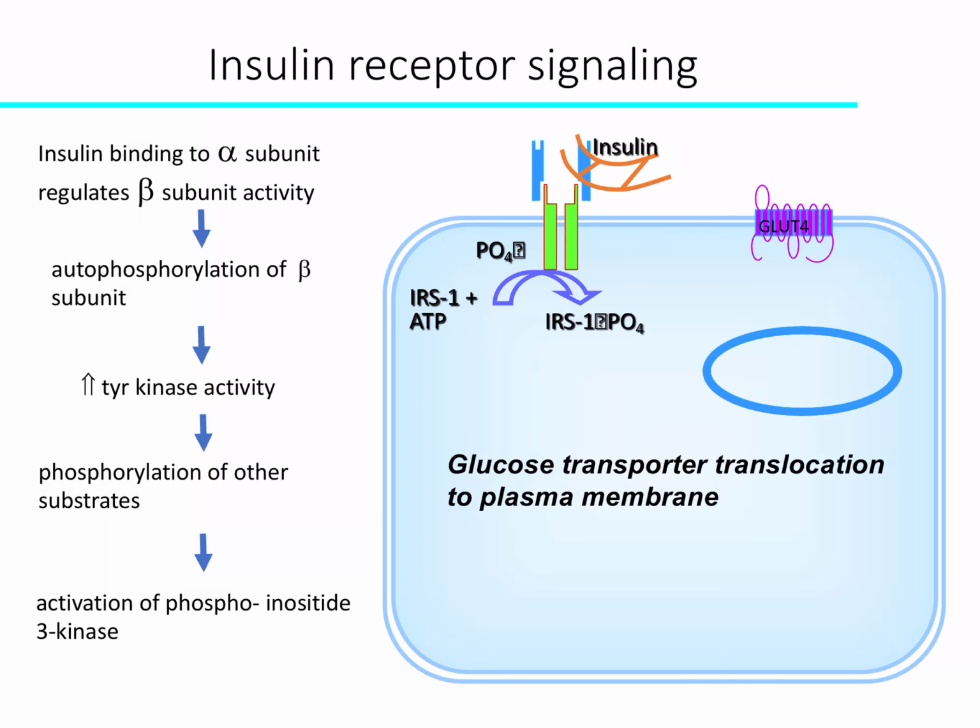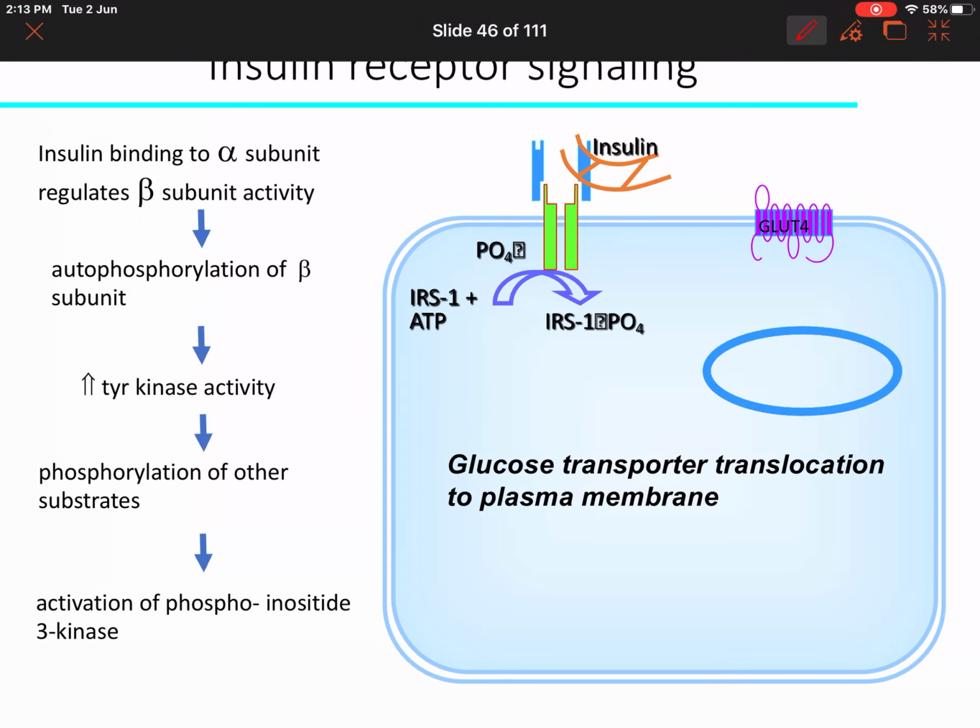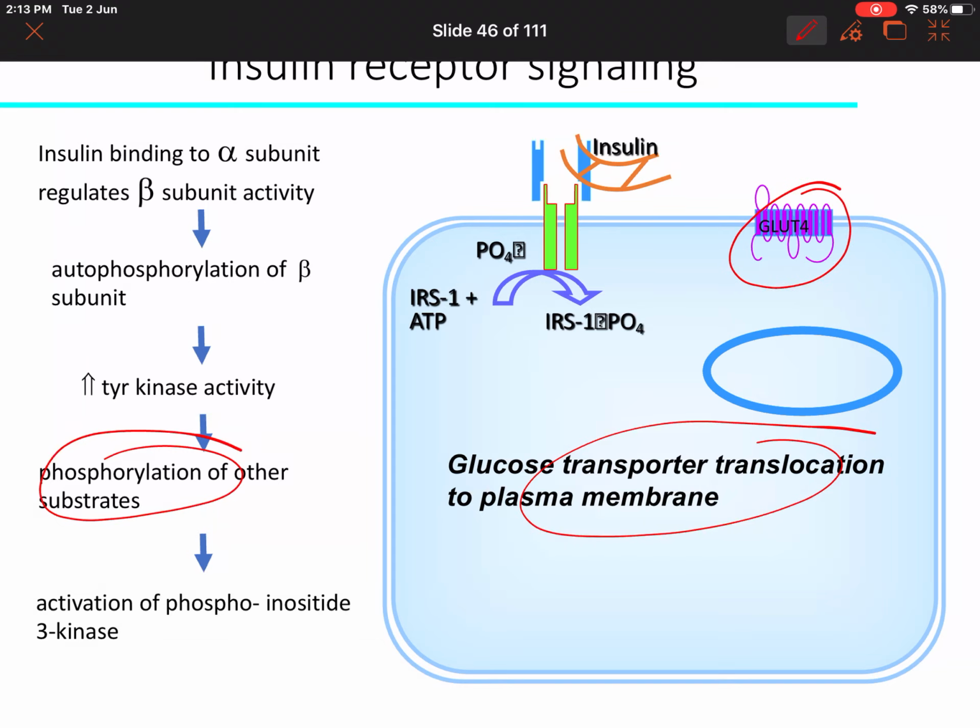When insulin binds, there is going to be activation, which can cause phosphorylation of several substrates, which can cause translocation of the GLUT transporter, that is the GLUT4 transporter, to the periphery. Because of this, there will be entry of glucose into the cell.